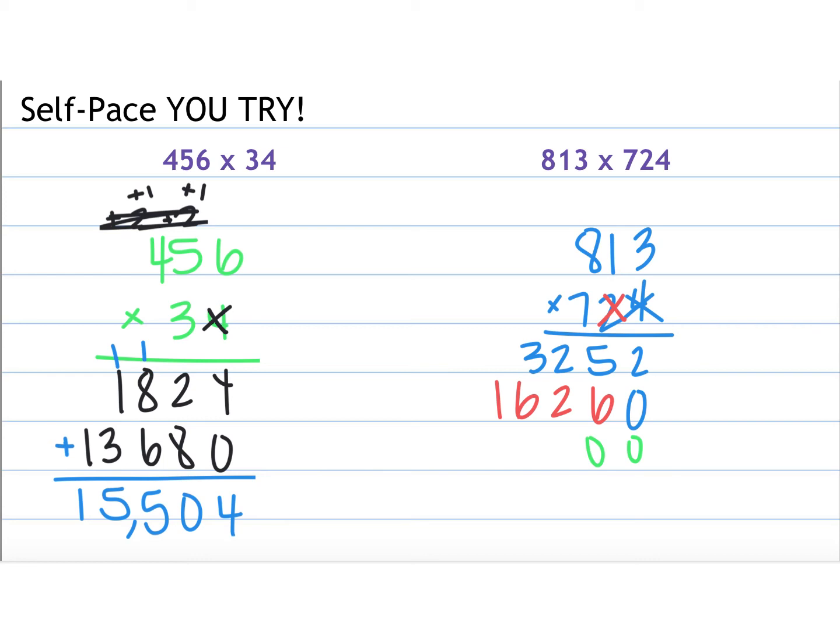7 times 3 is 21. Put down the 1, regroup my 2. 7 times 1 is 7, plus the 2 I regrouped, which is 9. And 7 times 8 is 56. Add all of those partial products. Notice I was very careful about keeping my numbers lined up so that I don't mess up any place values.